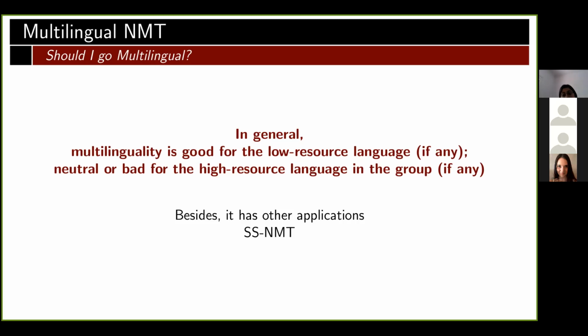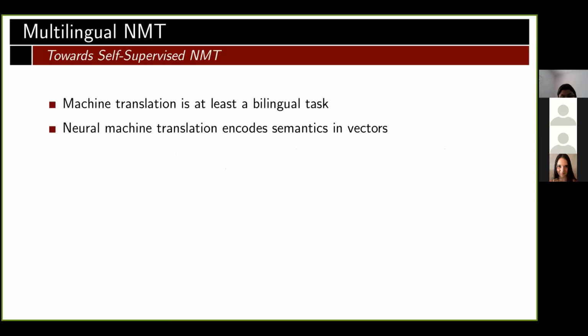And there is another one, and that is one of the goals that we wanted to achieve today, talking about self-supervised neural machine translation. Self-supervised neural machine translation, we'll see, is based on the behavior of multilingual systems. So let's see this behavior of multilingual systems that will be interesting for us.